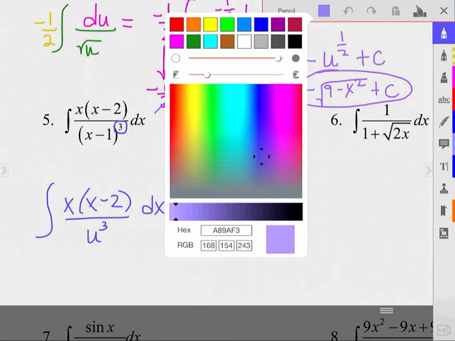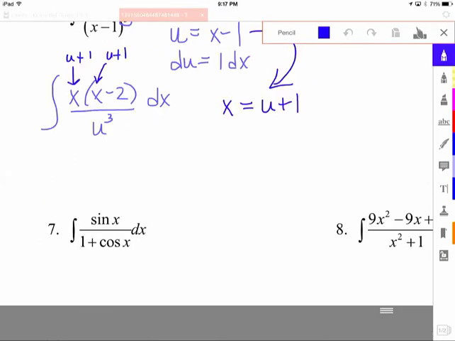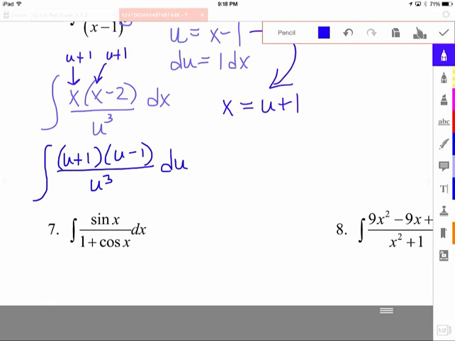So if I solve for x, x equals u plus 1. So this is going to turn into a u plus 1, and this is going to turn into a u plus 1. And so now that's all going to look like u. So plugging that in, of course, I get u plus 1 and u minus 1 all over u cubed. And now du and dx are the same thing, so I can substitute it. And then that top, of course, I could multiply that out.